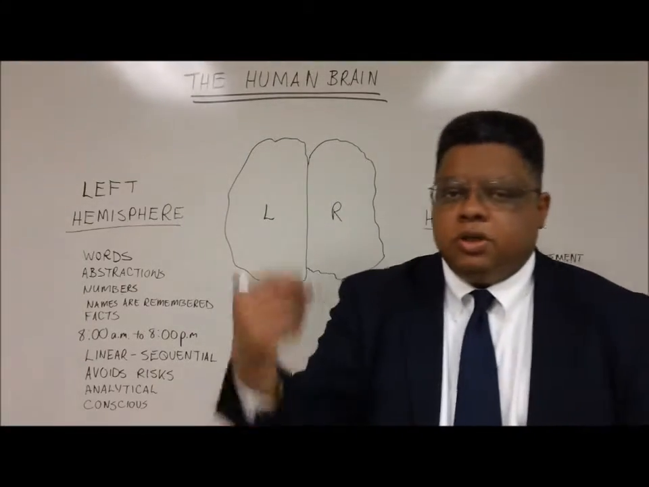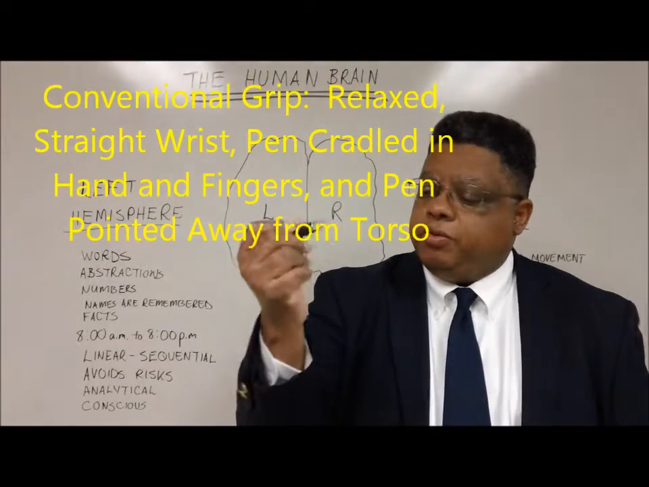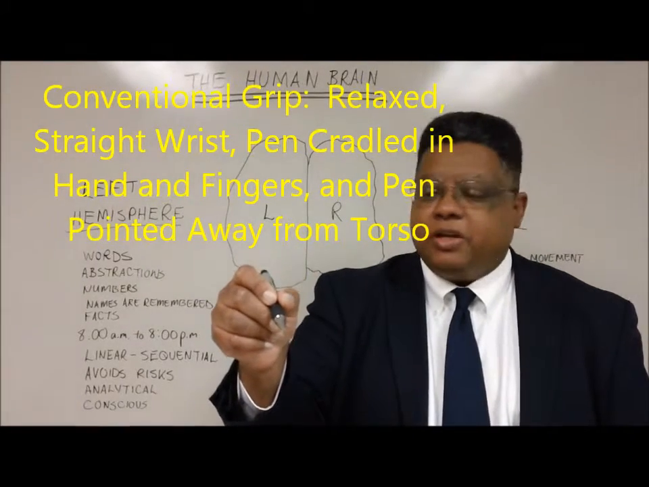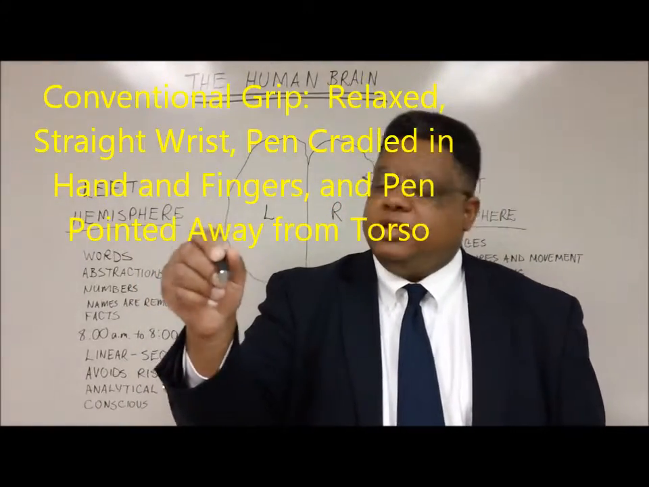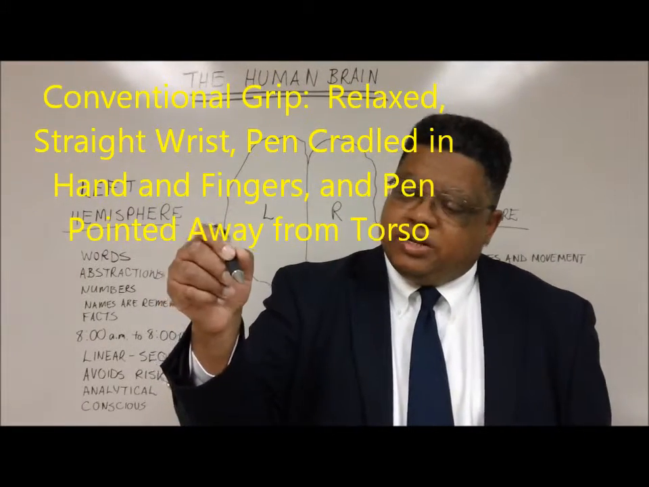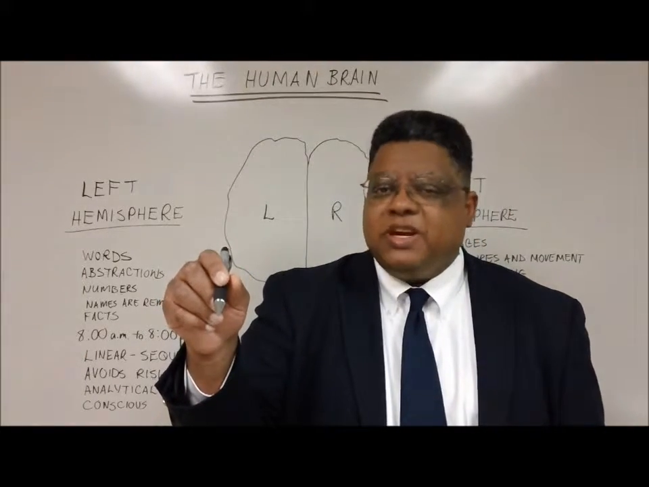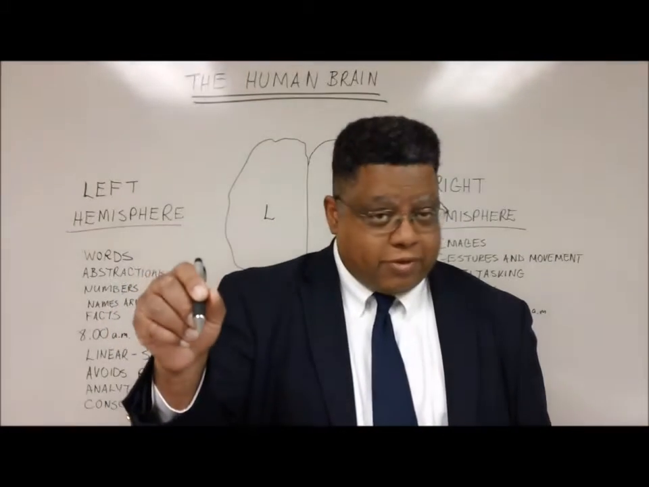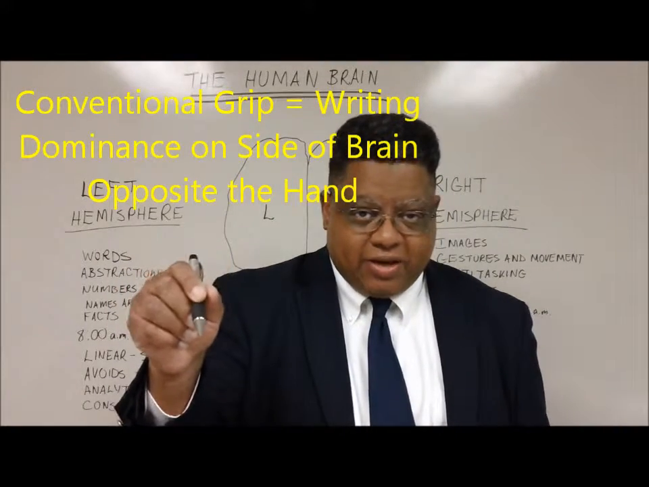Okay, now, if you write with a conventional grip, with the pen pointed away from your body, with the wrist relatively relaxed and straight, the fingers cradling the pen in a relaxed sort of manner. If you write with this conventional hand grip, then this is the standard hand grip that is usually taught in most public schools. This type of hand grip indicates that the neural centers, or the nexus, in your brain that control the writing function for you are on the side of the brain that is opposite this hand.